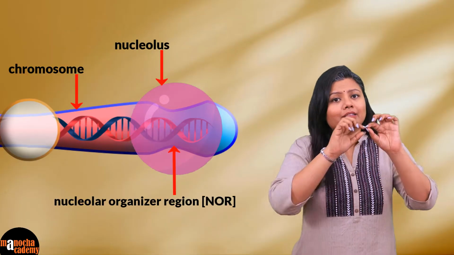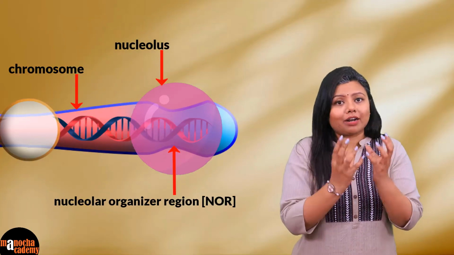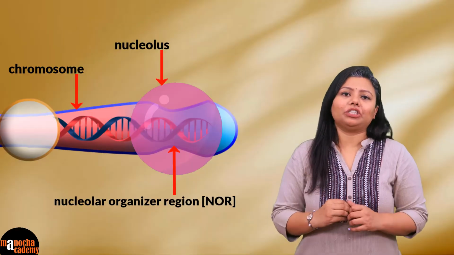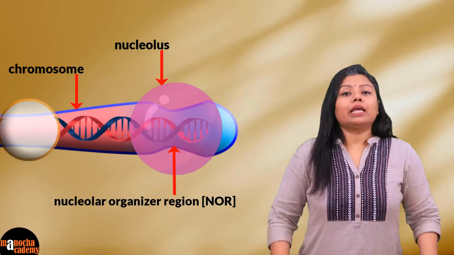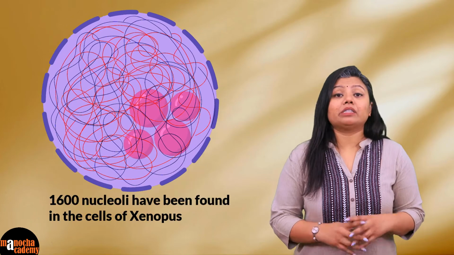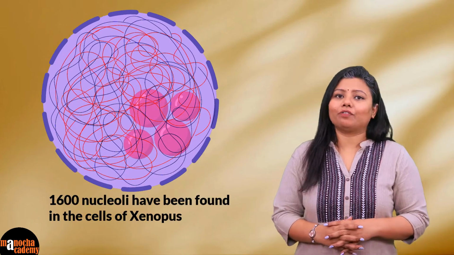So basically the nucleolus is synthesized surrounding that region, and this region is known as the nucleolar organizer region. In a cell there can be from 1 up to 4 nucleoli very commonly, but even 1600 nucleoli have been found in the cells of Xenopus.